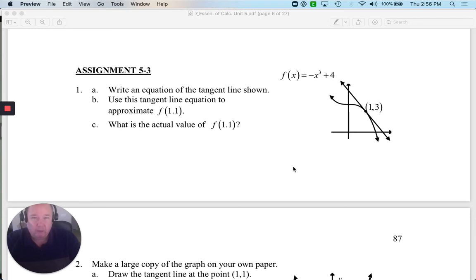Whenever we're doing an equation of a line, which we are, I like to organize it with x, y, and the slope. So we're given that x is 1, y is 3, and I need to find the slope of that tangent line. Well, the slope of a tangent line is the derivative. So I'm going to take the derivative and then plug in the x coordinate to find the slope. So let me show you what I'm doing here.